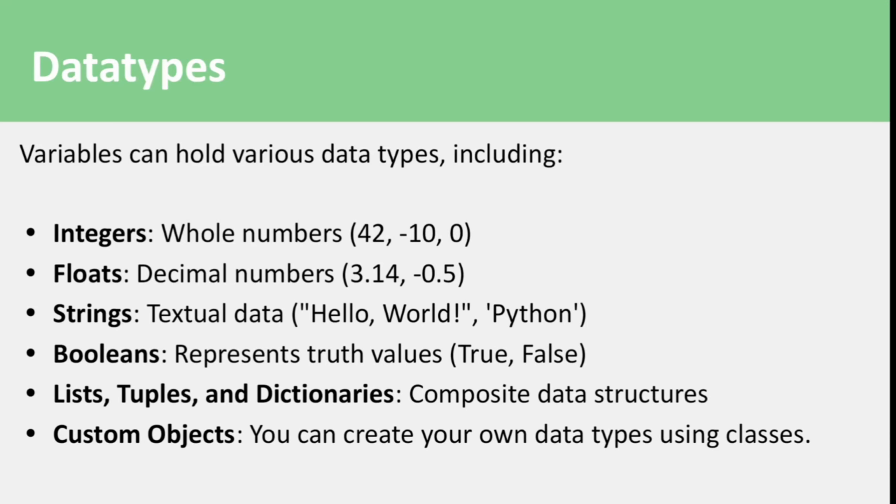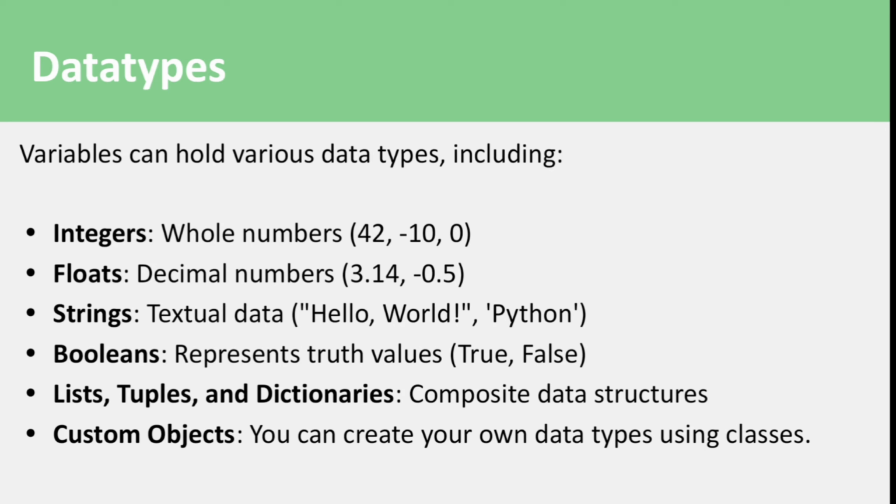Next, strings, textual data, like hello world, Python. Any text data in quotations, either single or double quotations, will be considered a string. Booleans represent truth values, either true or false. Next, lists, tuples, and dictionaries are composite data structures we will discuss later. Custom objects: you can create your own data types using classes.